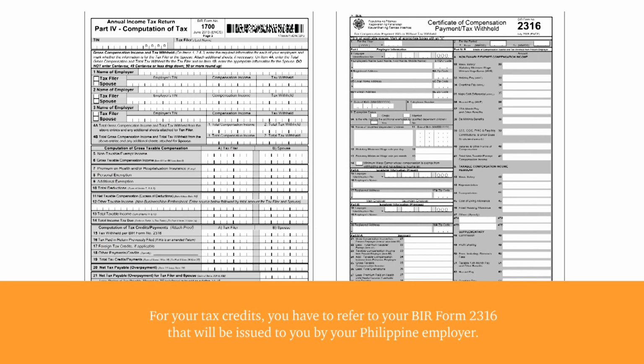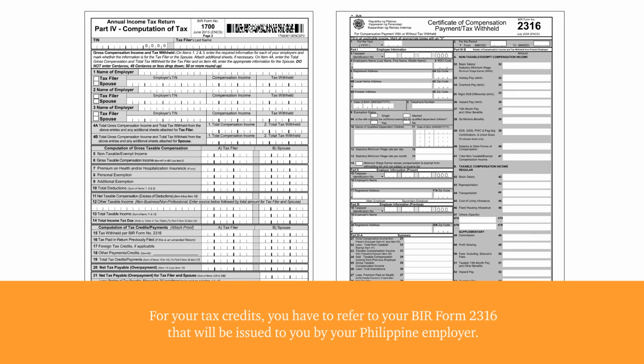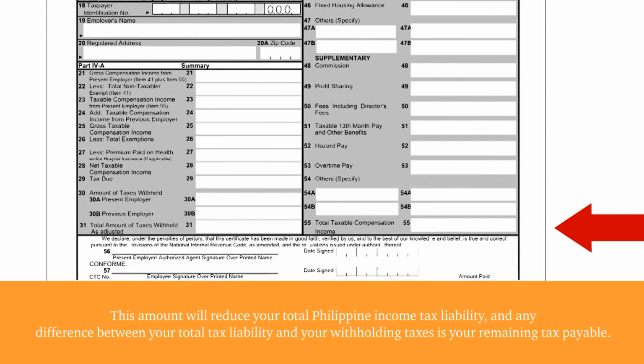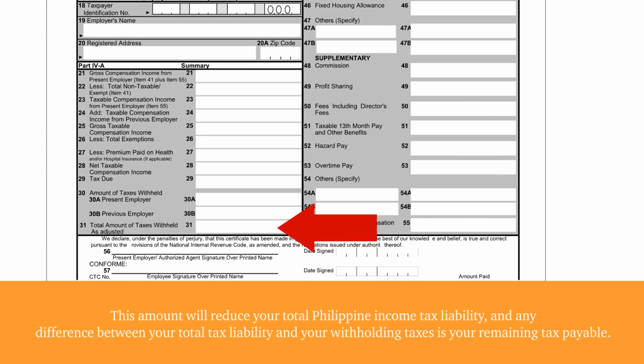For your tax credits, you have to refer to your BIR Form 2316 that will be issued to you by your Philippine employer. This amount will reduce your total Philippine income tax liability, and any difference between your total tax liability and your withholding taxes is your remaining tax payable.